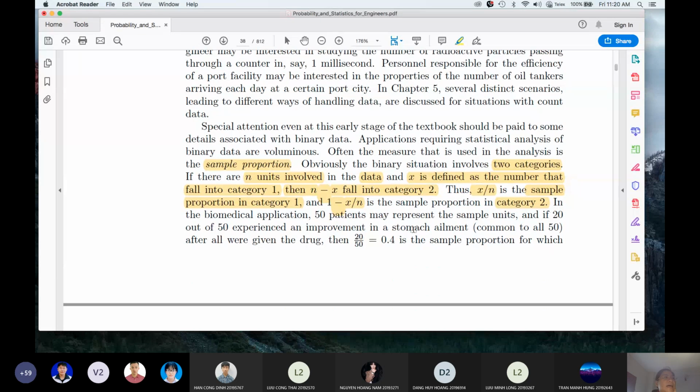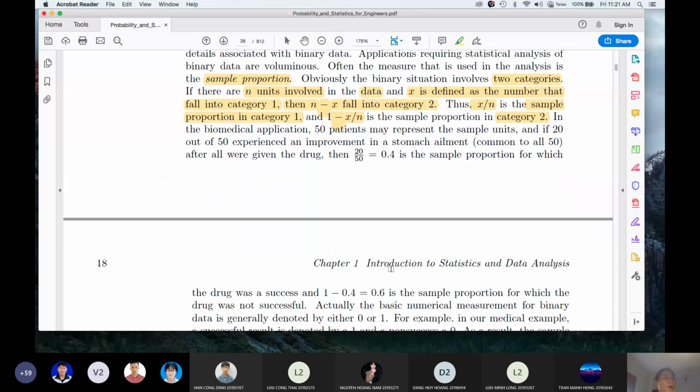Okay, here is an example. There are 50 patients who represent the sample units, and 20 out of 50 experience an improvement in a stomach ailment common to all 50, after all were given the drug. So we have the proportion 20 over 50 equals 0.4, which is the sample proportion for which the drug was a success.